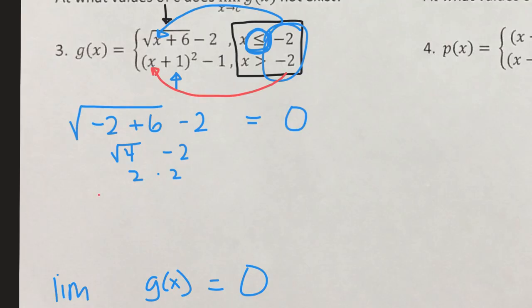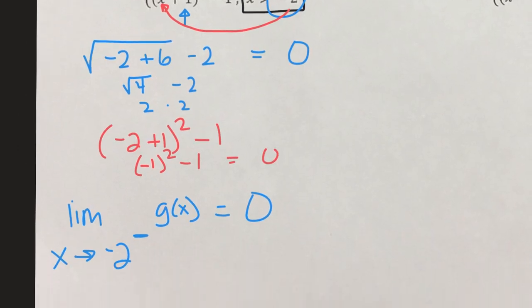So now let's plug it into the quadratic portion. Negative 2 plus 1, squared, minus 1. So that's negative 1 squared minus 1. Negative 1 squared is positive 1. 1 minus 1 is 0. So the limit as x approaches negative 2 from the right of your function is 0.